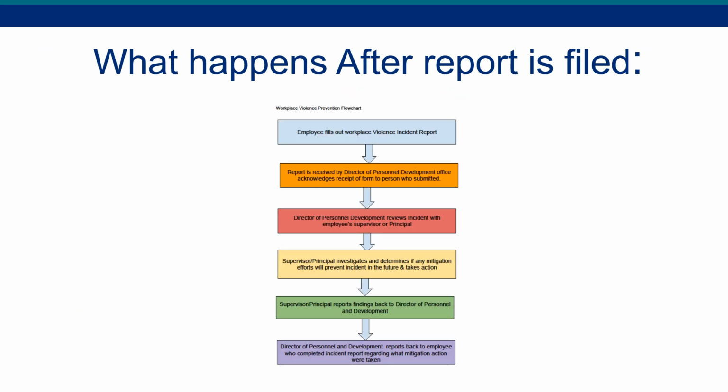What happens after I fill out a report form? After an employee fills out the report form, it is directed to the Director of Personnel Development's office. The Director of Personnel Development's office will acknowledge receipt of the form. The Director of Personnel Development will review the incident form with the employee's supervisor or principal. The supervisor or principal will investigate and determine if any mitigation efforts would prevent this incident from happening in the future and takes action. The supervisor or the principal will report their findings back to the Director of Personnel Development. The Director of Personnel Development reports back to the employee who filed the report what mitigation efforts were taken.